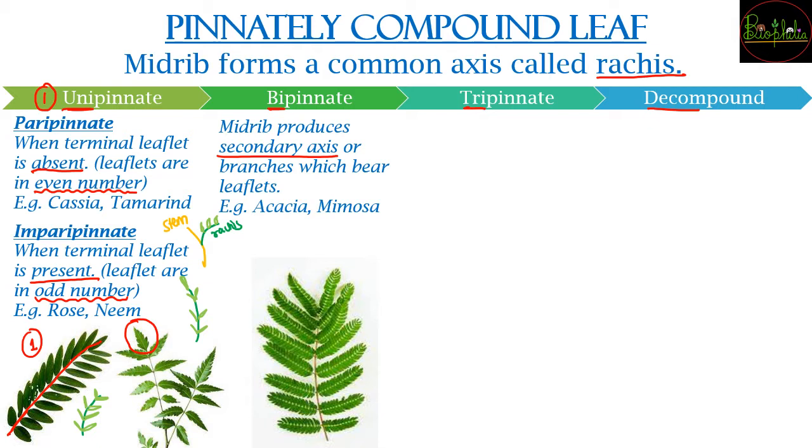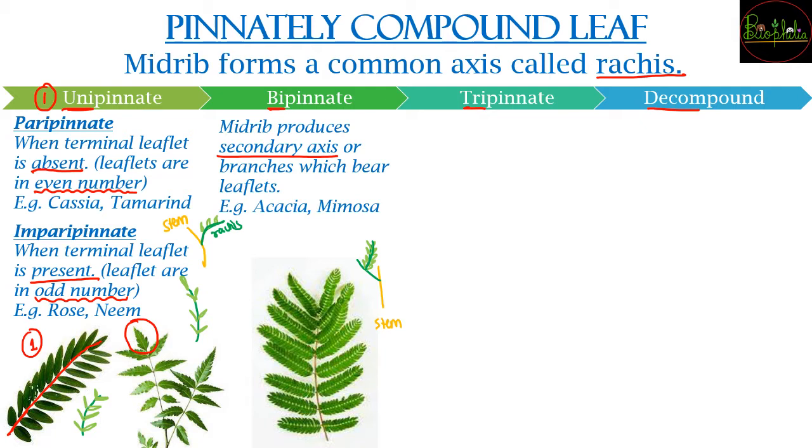So this was for the case of the unipinnate compound leaf. But for bipinnate, what will happen? For bipinnate, this will be your stem. Orange one is your stem, and from that stem you are going to have a primary branch. On the primary branch you will have this branch, and on this branch you are going to have the leaflets. So now you see that these have two dark green lines, whereas in unipinnate there was only one dark green line, but here you have two of them, that is bipinnate. The examples of this can be acacia and mimosa.